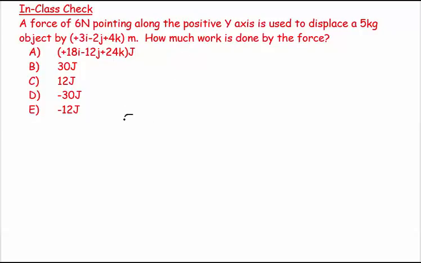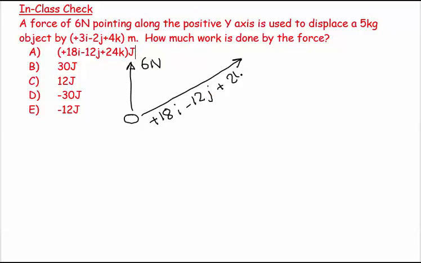So let's visualize it. Here's our particle, and I'm going to say it's 6 newtons. There's the force that's been applied to it. And whatever's going on before this causes a displacement of plus 18i minus 12j plus 24k. No, sorry, I was reading the wrong answer there. The displacement is plus 3i minus 2j plus 4k meters.